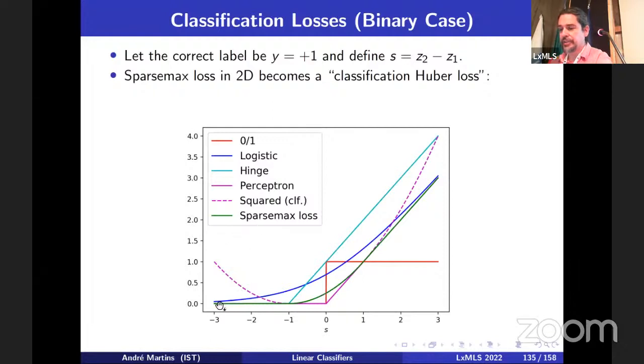So logistic loss uses the probabilistic version, so it's this blue line here. And the sparsemax loss, that was the one that was there in the previous slides, is something that is a little bit in between. It's a smooth version of the perceptron loss, if you want.